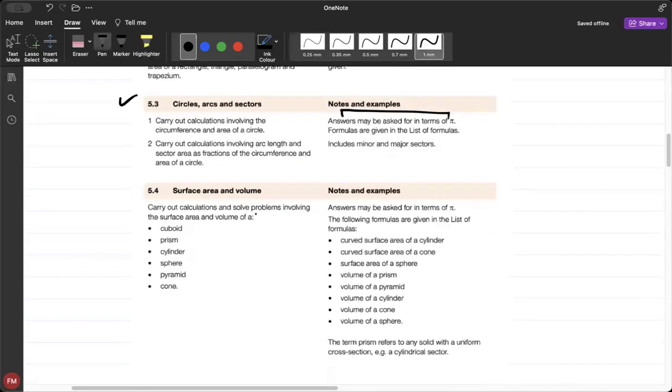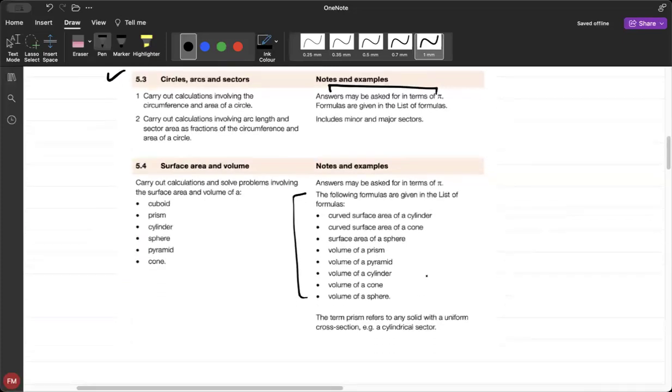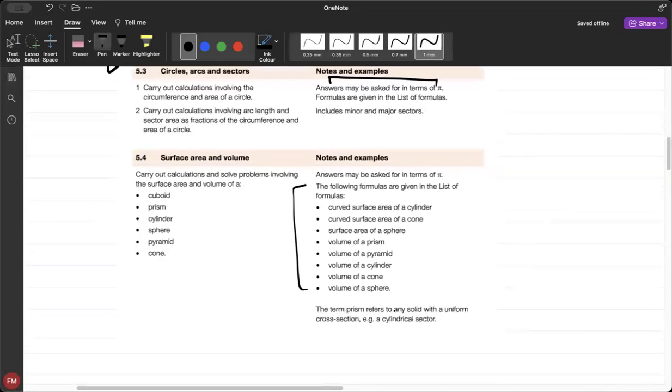And it says carry out calculation and solve problems involving the surface area and the volume of all the shapes that I've already listed. In a similar way, there might be a question that asks you to write down the answer in terms of pi. And they've given you that all these formulas are given on the formula sheet. It also says the term prism refers to any solid with a uniform cross-section, cylindrical sector.